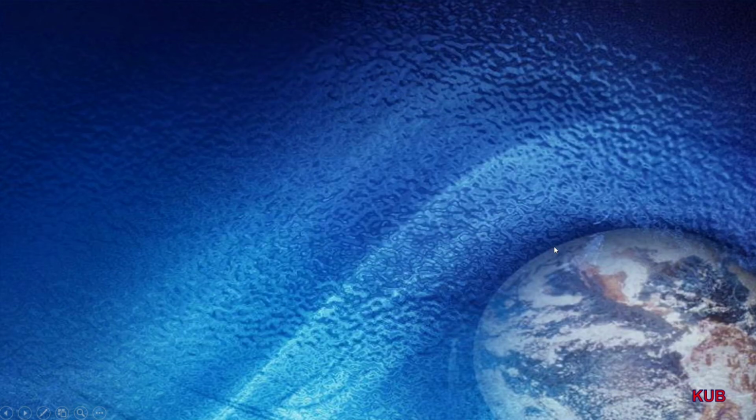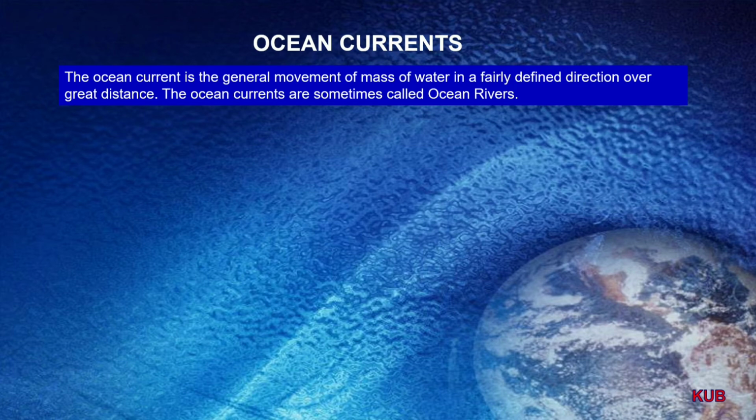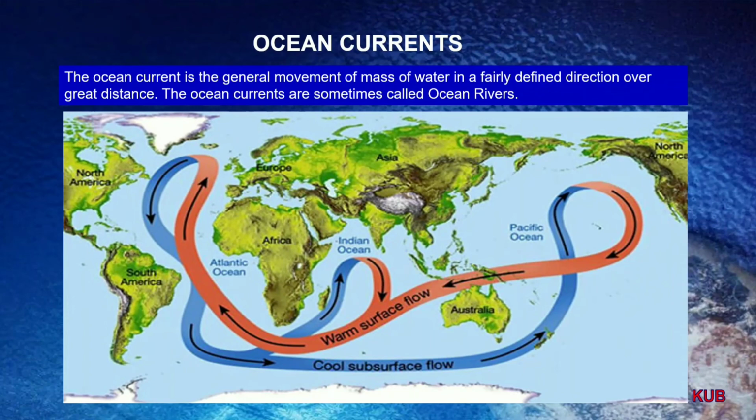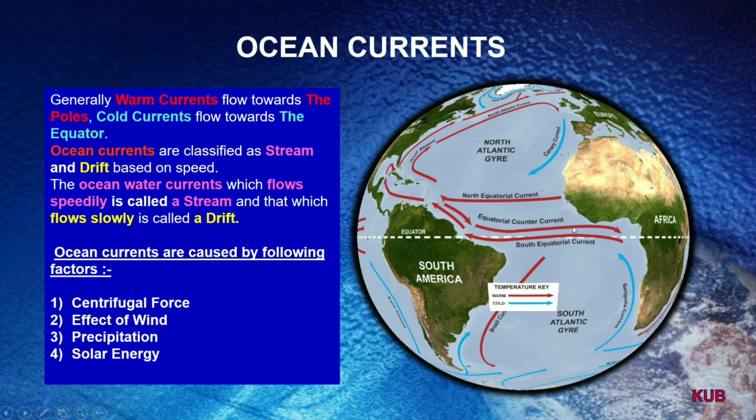Let's discuss ocean currents. An ocean current is the general movement of a mass of water in a fairly defined direction over great distances. Ocean currents are sometimes called ocean rivers, and they are described as warm surface flow and cool surface flow. Ocean currents may be classified based on temperature as cold currents and warm currents. Generally, warm currents flow towards the poles and cold currents flow towards the equator, as you can see here. The cold currents move towards the equator, from south to equator and from north to equator. And warm currents move towards the poles.